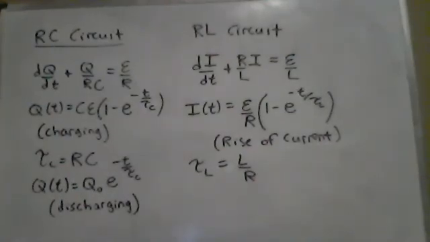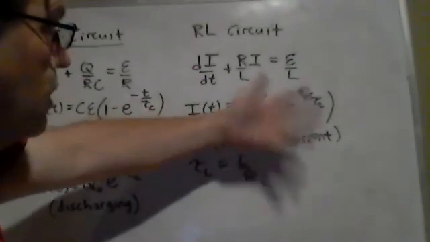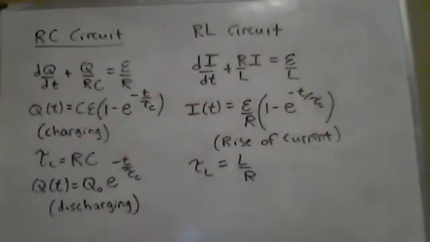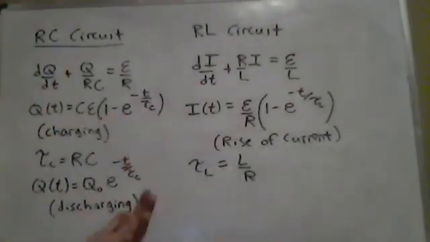Now let's look at this. When time is 0, what do you see? When time is equal to 0, I have e to the 0. Anything to the 0 is 1. 1 minus 1, again, is 0. The initial current in this circuit, as soon as I turn it on, is 0. As time goes to infinity, I have e to the negative infinity. Well, that second term is basically 0.